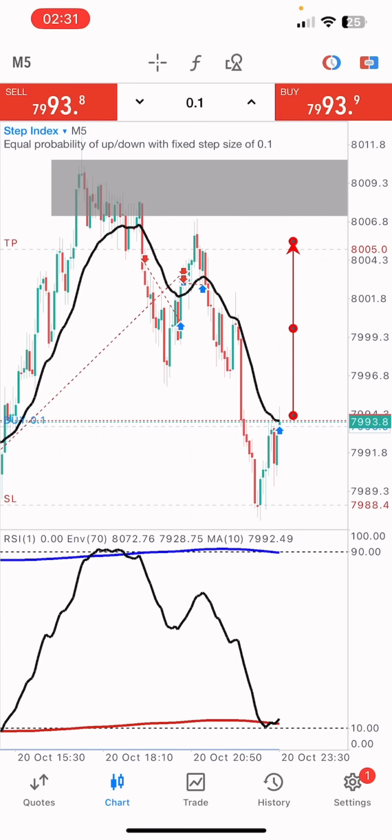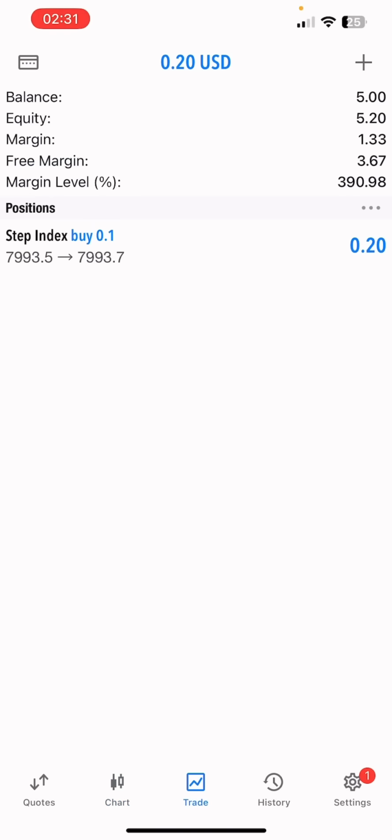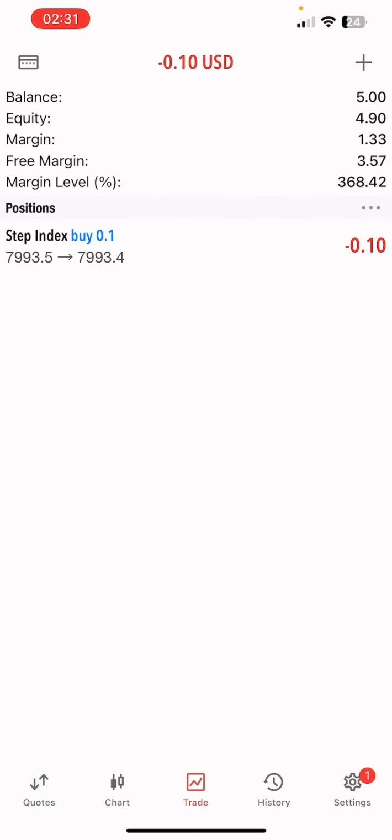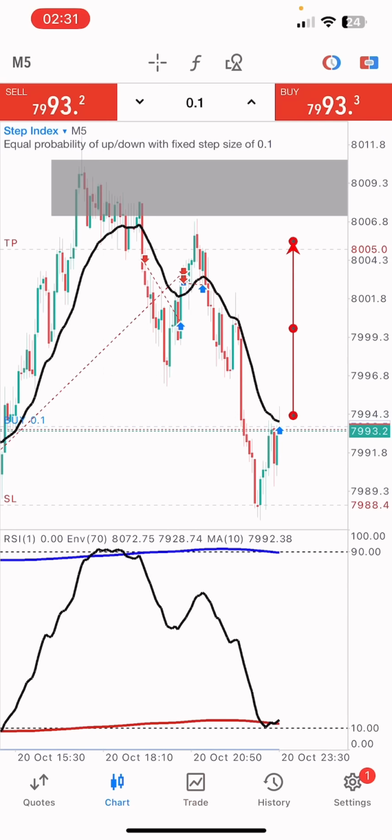So which pairs am I going to recommend so you can try this? You might try your own pair, but I've tried using V75. It has been very active. V25 active, Step Index has been active, V10 has been active, and also ZAO. Bitcoin also has been active. EUR USD, that's one pair I want you to pay attention to if you are trading currencies. EUR USD has also been very, very active.